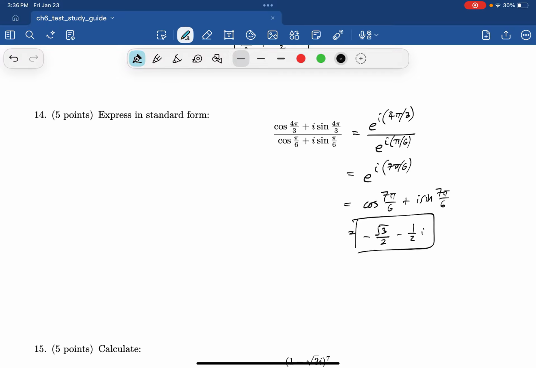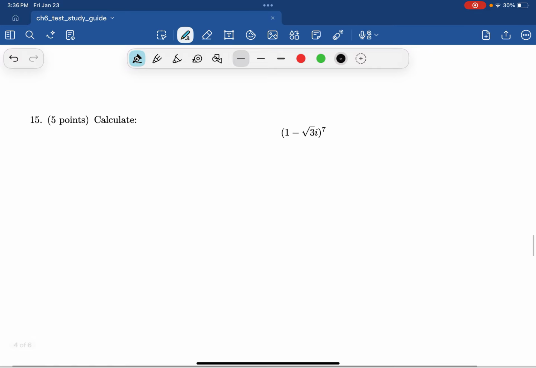I think. Next one. Looks like we're going to use De Moivre's theorem. First, let's write it into trigonometric form. That's always the first step. That'll give us the right angles with which to apply that theorem. So that means we're going to have to factor out the magnitude to get trigonometric form. So the magnitude is 2, right? 1 plus 3, 4, and square root. So it's 2 times 1/2 minus root 3 over 2 i, all to the power of 7.